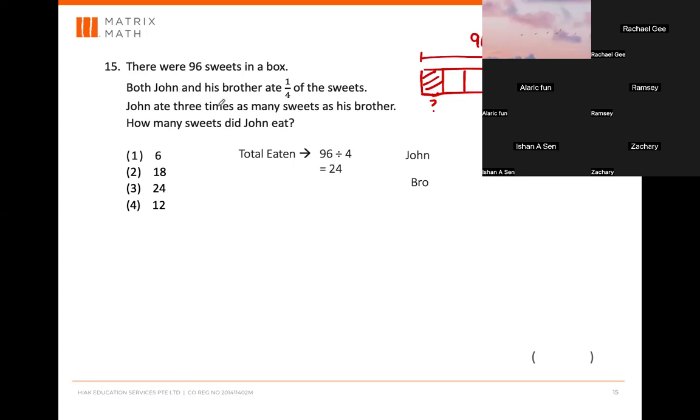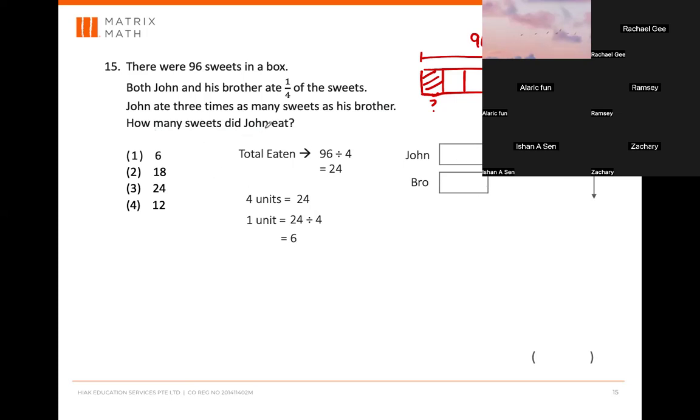John ate 3 times as many sweets as the brother. So you see, that's why I draw 3 here and the brother 1 here. And if you know that these units here add up to a total of 24, so there's 4 equal parts. So 4 units equals 24. So how many sweets did John eat? Every time you need to find 1 unit. So to find 1 unit, you use 24 divided by 4, which is 6. You divide by 4 because they are all 4 equal parts here.